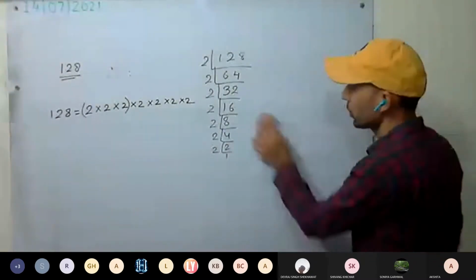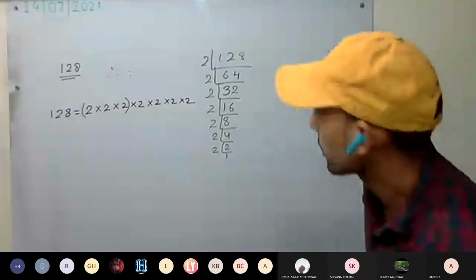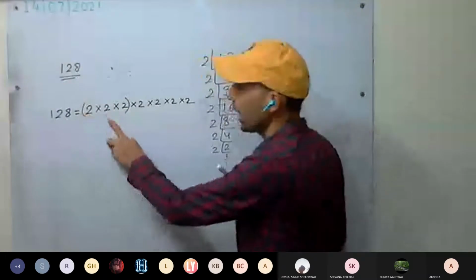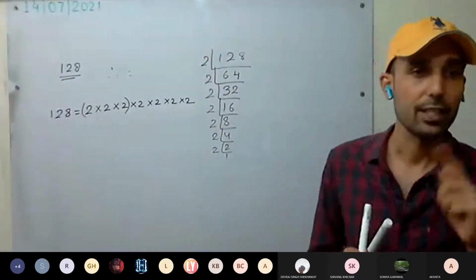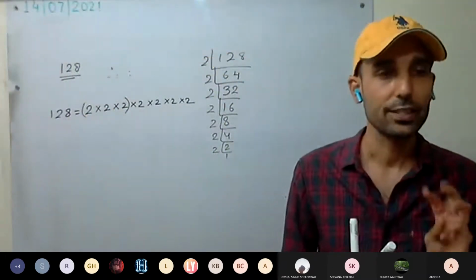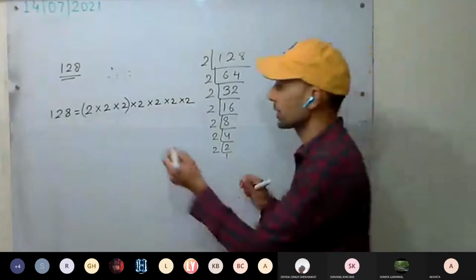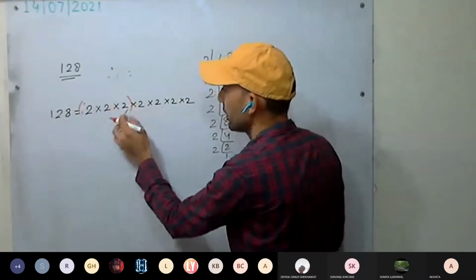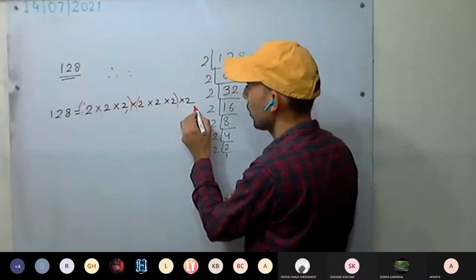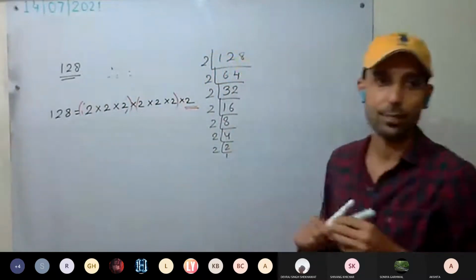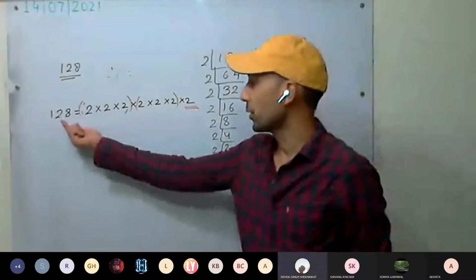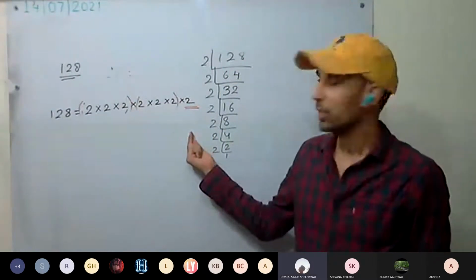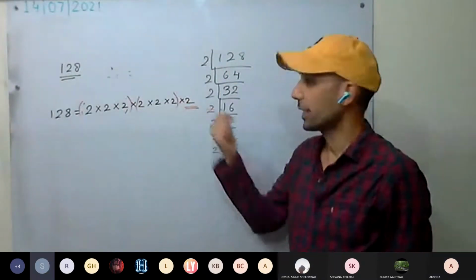Now come to cubes. This time we have to form triplets. In squares we form pairs; this time we have to form triplets. One triplet, second triplet. Now what about these two remaining 2s? Is it a perfect cube? No, sir. It's not a perfect cube.